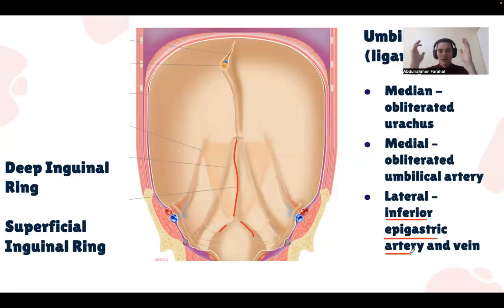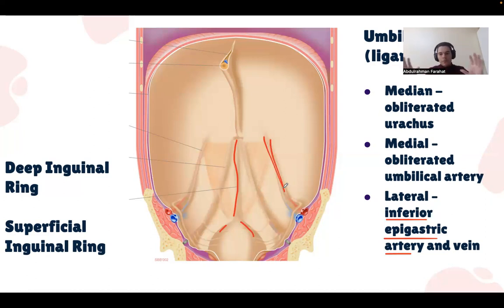Remember when we spoke about the deep and superficial arteries and veins, and we said that for the deep arteries you'd have the lumbar artery, the posterior intercostal, the superior and inferior epigastric artery. We also said that the veins would follow the arteries. And so you'd have the inferior epigastric artery and vein all running through this lateral umbilical ligament.